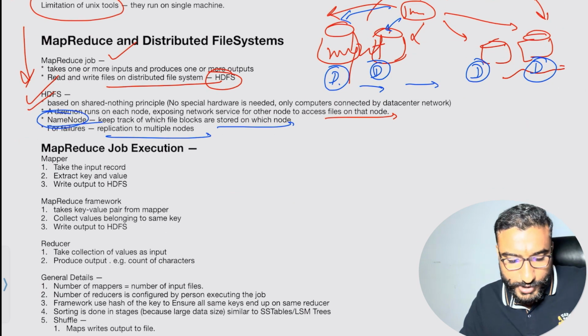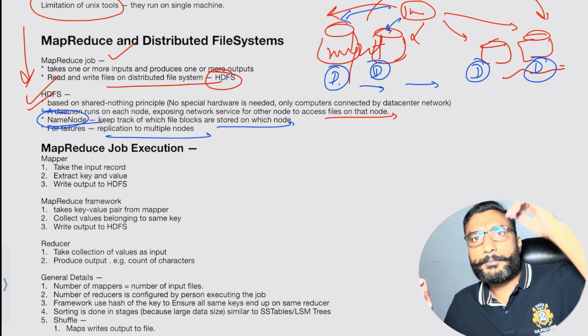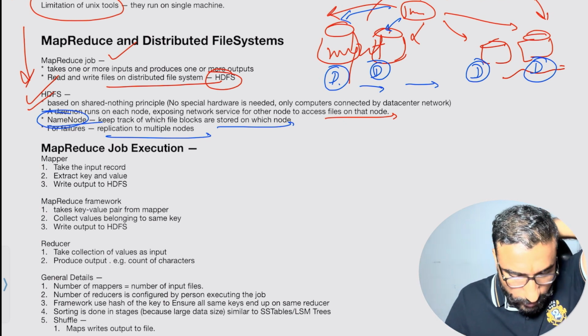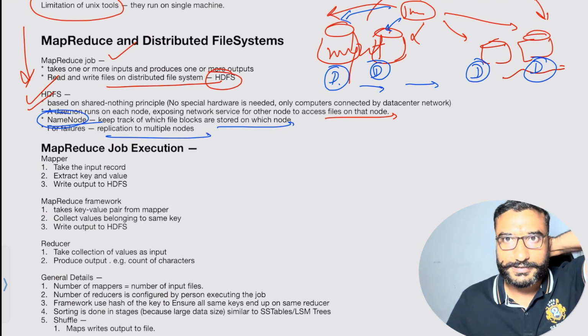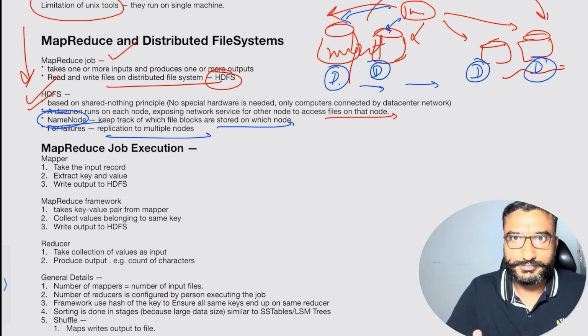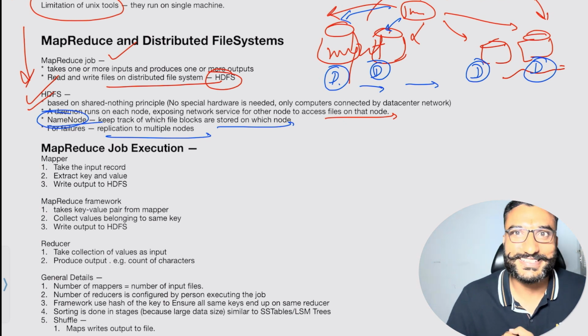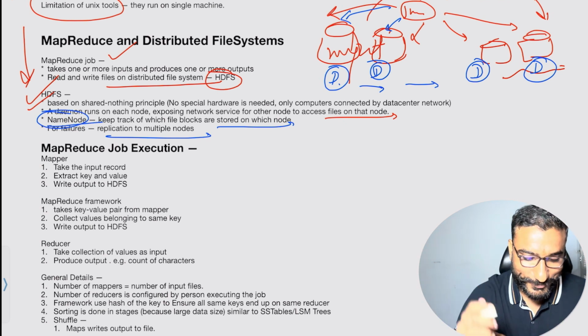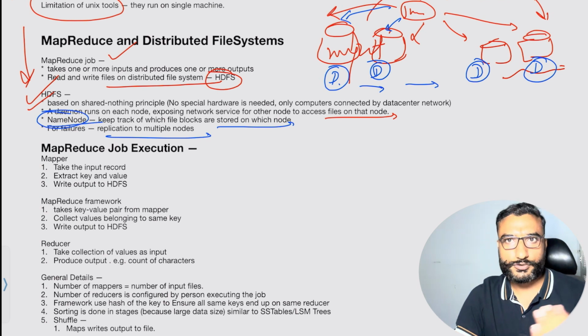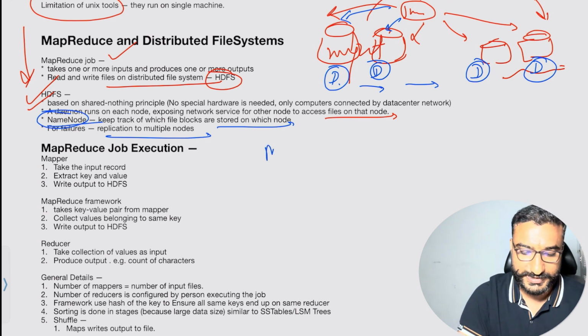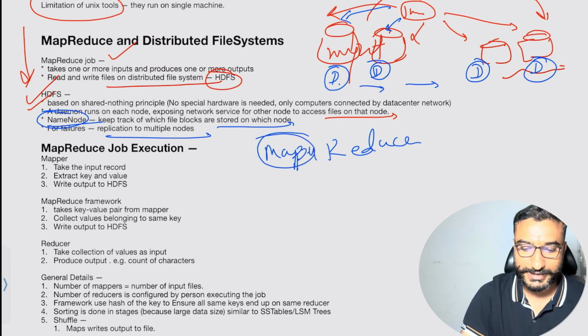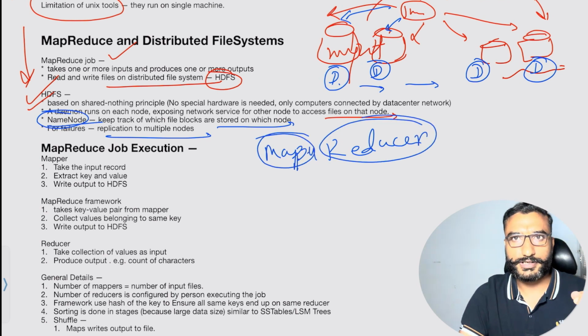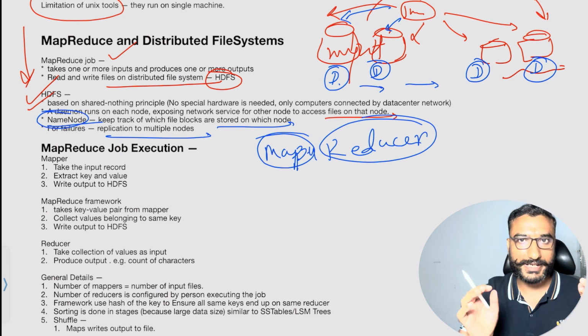Now let's quickly talk about MapReduce Job Execution. How will it work? As I said earlier, we will talk again in some time. So this is the time we are talking about MapReduce Job Execution. There are 2 components in MapReduce: one is the mapper, since map is the job of the mapper, and then reduce is the job of the reducer.